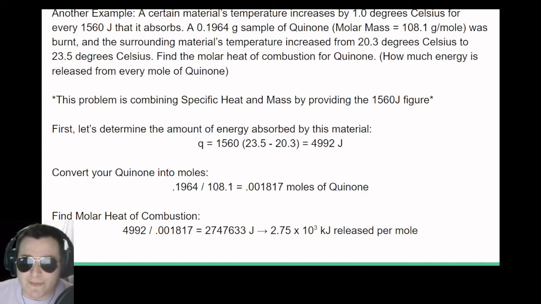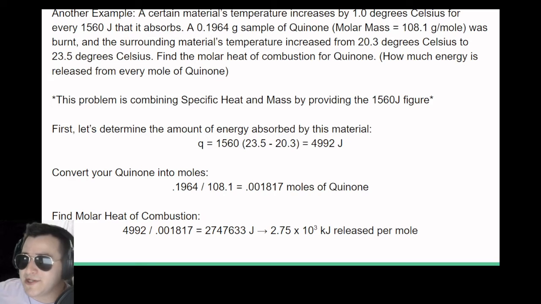A certain material's temperature increases by 1.0 degrees Celsius for every 1,560 joules that it absorbs. That terminology right there is giving you multiple things. That is giving you the amount of the sample and the specific heat all in one. So it's a lot of information in just one sentence. A 0.1964 gram sample of quinone, whose molar mass is given. They don't want you to calculate anything. Like, how nice is that?